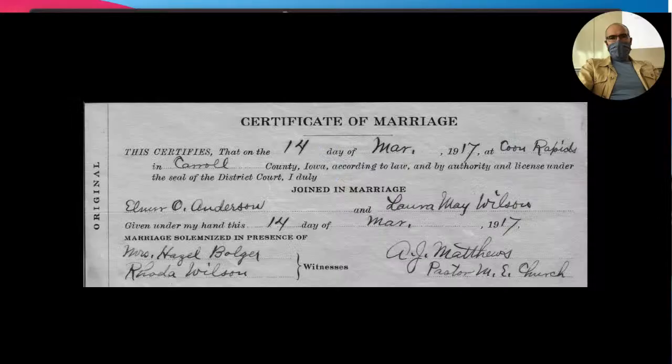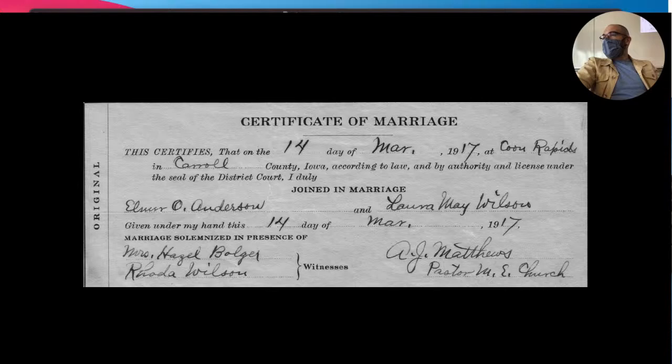So here are some primary sources. Here's one, right? Here's a little marriage certificate from 1917. Elmer, sorry, not Eleanor. It's not a lesbian marriage in 1917. It's Elmer Anderson and Laura Mae Wilson, right? Married on the 14th of March, 1917, right? So again, we can't really gain too much information from this primary source. It depends on what story we're trying to tell. I'm not sure that these people are of note. I think they're nobodies, but again, it's a primary source, right?